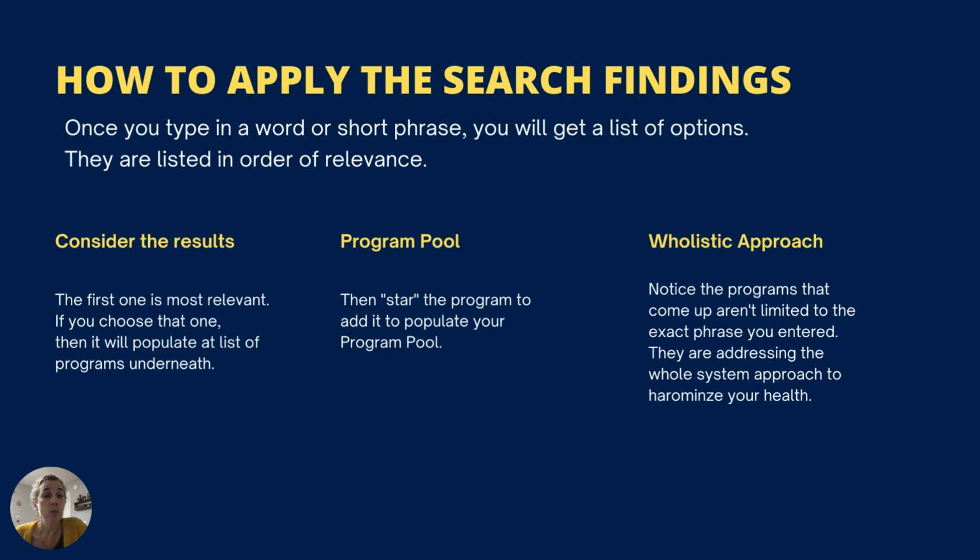Once you type in a word or a short phrase in the search, you'll then get a list of options. They're again listed in order of relevance. Go ahead and tap that first one to populate the programs, star the programs to add it to your pool. And then with the holistic approach, you'll notice the programs that come up aren't limited to the exact phrase that you entered. They're really addressing the whole system to harmonize your health.